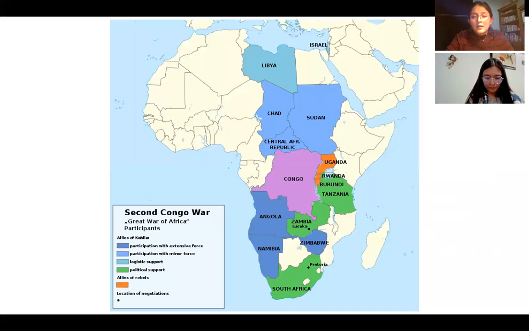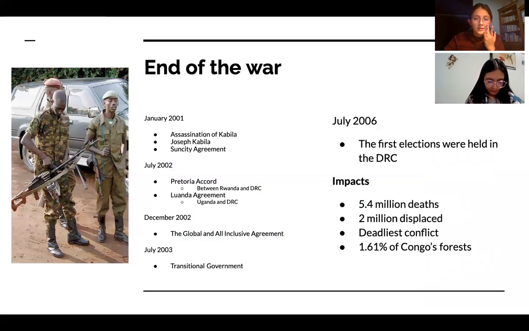And we have here a map where we can see all the countries that took part and had a role in this Congo War. There were a lot, and we can see if they were allied with Kabila, or had an extensive participation with force or only with political support, and who was allied with the rebels.